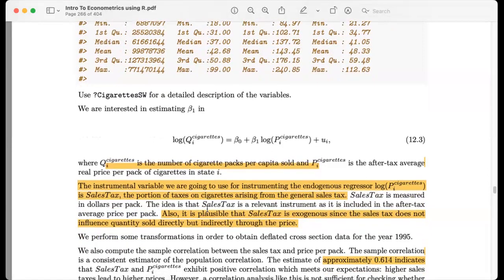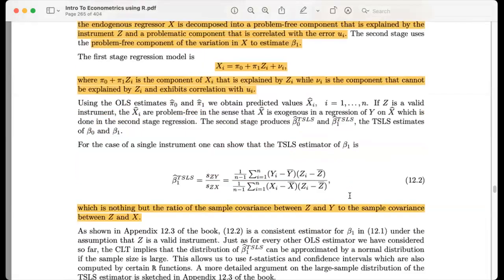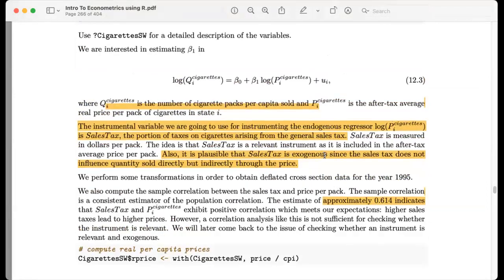So we could use IV. The instrument we are going to use to instrument for the real per pack cigarette price is the sales tax. That is the proportion of taxes on cigarette arising from the general sales tax. As we mentioned, a valid instrument has to satisfy two things. It has to be relevant and also exogenous. The author is not stressing that at this point; later in the chapter he will start looking at the validity of the instrument.